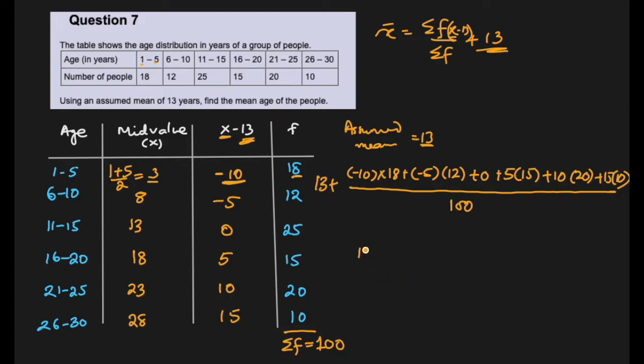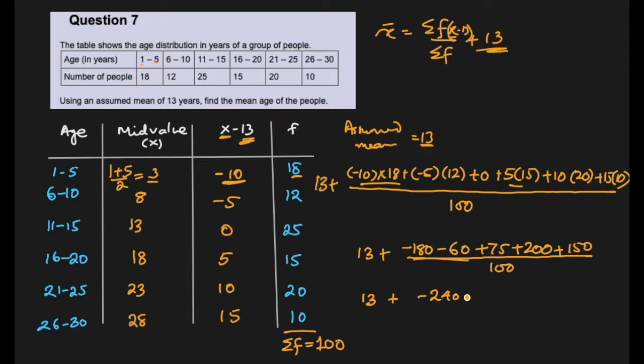Okay, so what do we get here? 13 plus minus 180 plus minus 60 plus 0. 5 times 15 is 75, 200, 150, divided by 100. Only this is being divided by 100, not 13. 13 is fixed. 13 minus 240, and let's write minus 240 plus 350 plus is 470, 425, over 100. So now you can use your calculator.